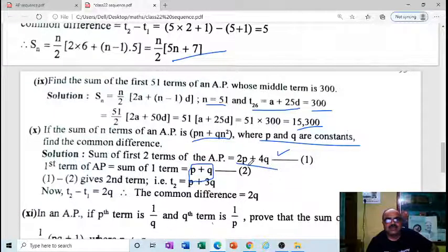Now take 1 minus 2. 1 minus 2, when you do, what you get? It gives the second term, that is T2 equals P plus 3Q. T2 minus T1 is 2Q. So the common difference is 2Q. Hope this concept is clear to you.